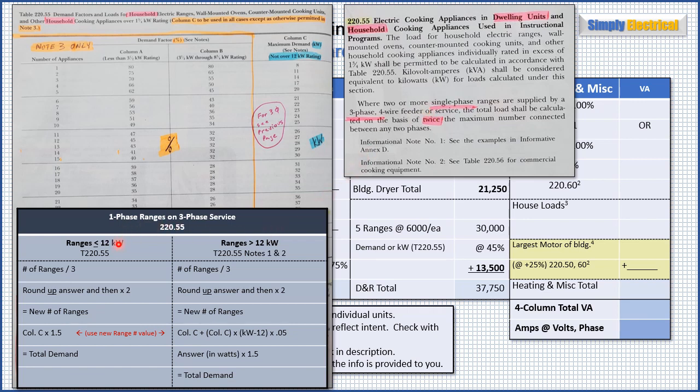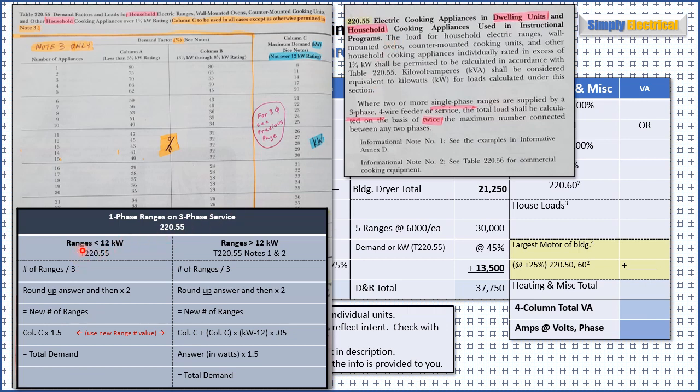We do the same thing for the range, only there's a little bit of a difference because of when you get over 12 kW. And if you remember, this column C says not over 12 kW, but then we have notes 1 and 2 that tell us what to do if it goes over 12 kW, and that's what this right column is for. But if you're under 12 kW, you'd be using this left column. So right here we got single phase ranges on a 3-phase service. The reference is 220.55.